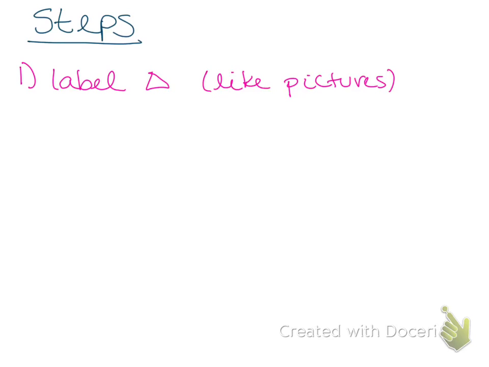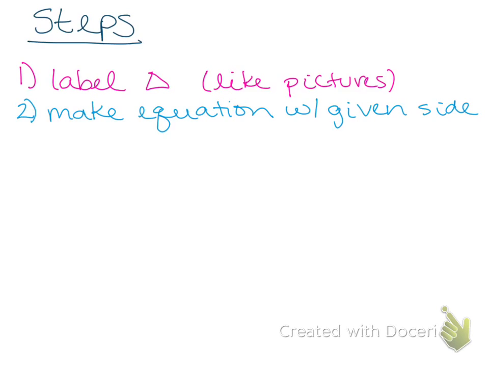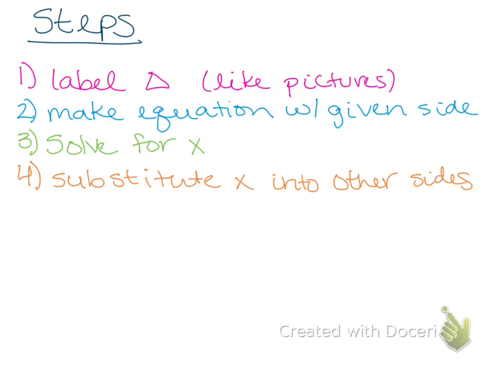Here are the steps for today. First step, label your triangle. Second step, make an equation with a given side. Third step, solve for X. Fourth step, substitute X into other sides. And fifth step is to simplify. We're going to follow these 5 steps to work through each problem. Alright, let's get started on the examples.